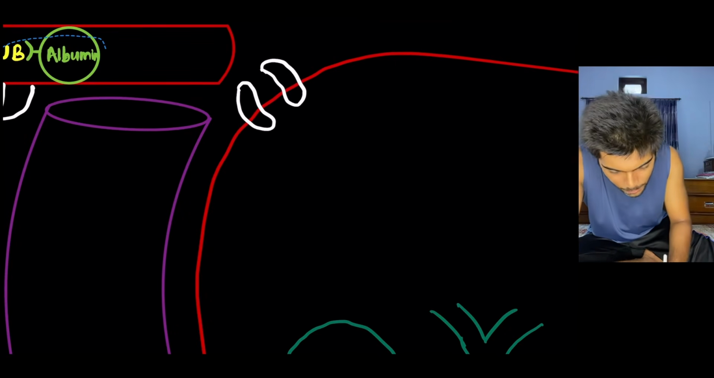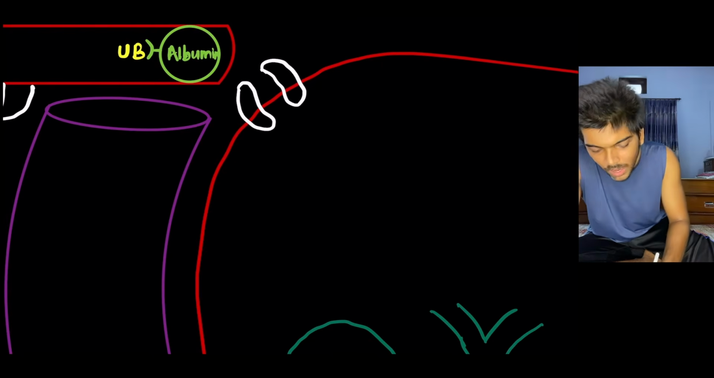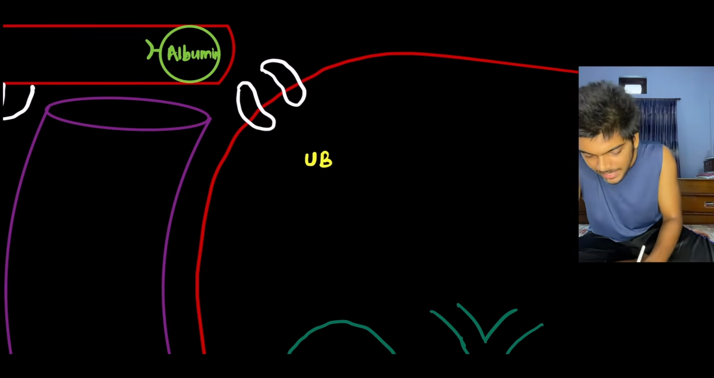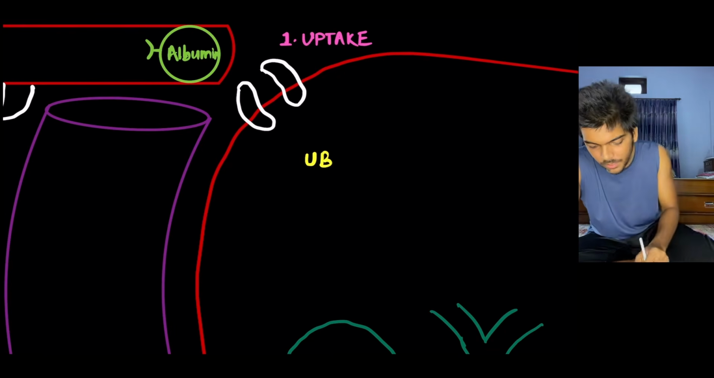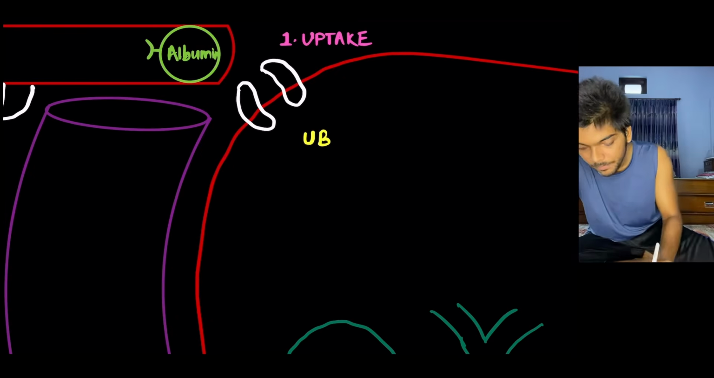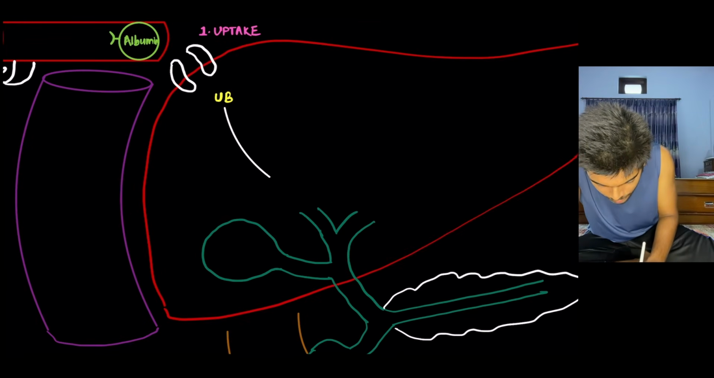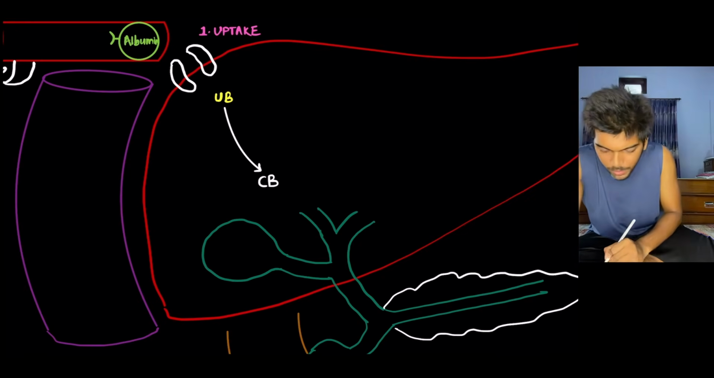So the unconjugated bilirubin gets carried by the albumin to your hepatocyte. This unconjugated bilirubin is then taken up by the hepatocyte. The very first step, as I said earlier, is referred to as uptake. It takes place by facilitated diffusion. Now that unconjugated bilirubin is present within the hepatocyte, it goes through conjugation, and the unconjugated bilirubin becomes conjugated bilirubin.